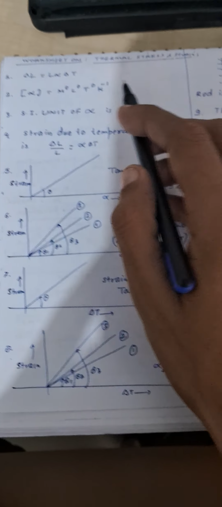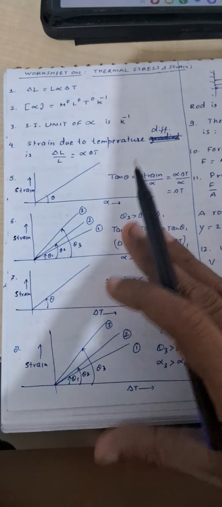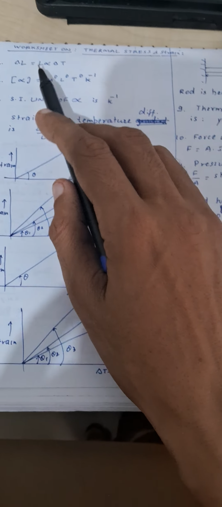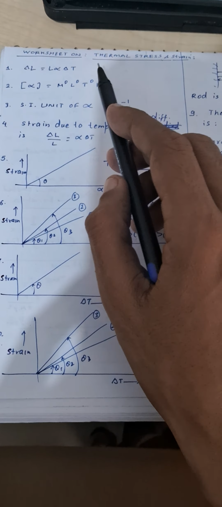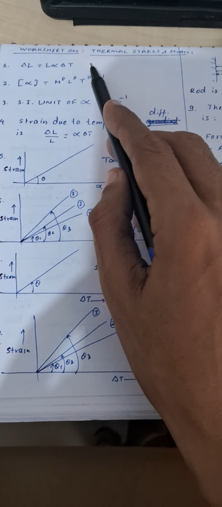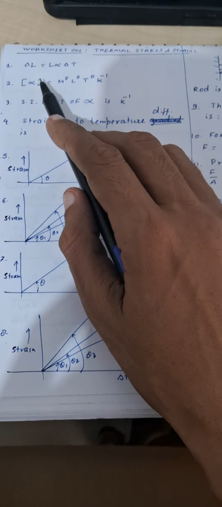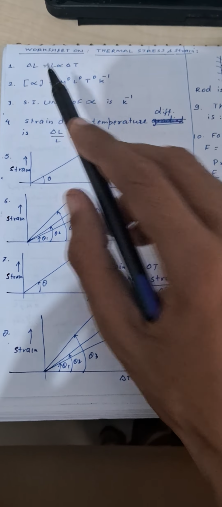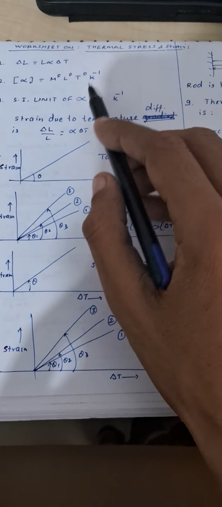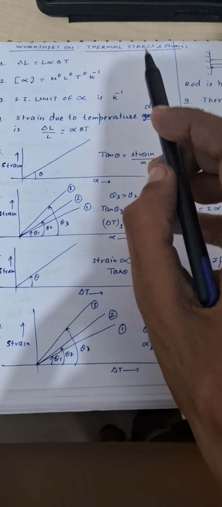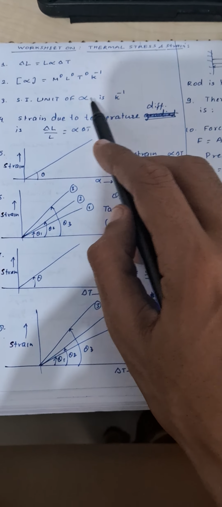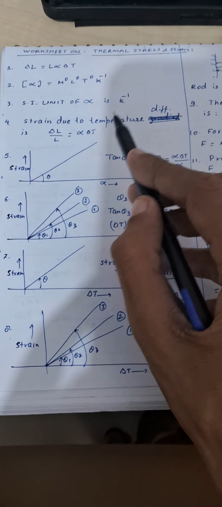Here is the very first question: the change in length when the temperature of a rod increases by delta T. So this is delta L equals L alpha delta T. Next, we have the dimensions of alpha, which is called the coefficient of linear expansion. That is M^0 L^0 T^0 K^-1. Next is the SI unit of alpha, which is Kelvin^-1.